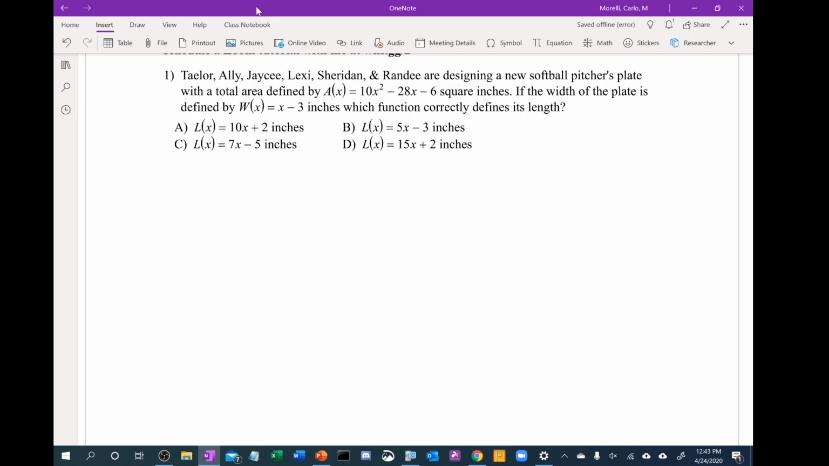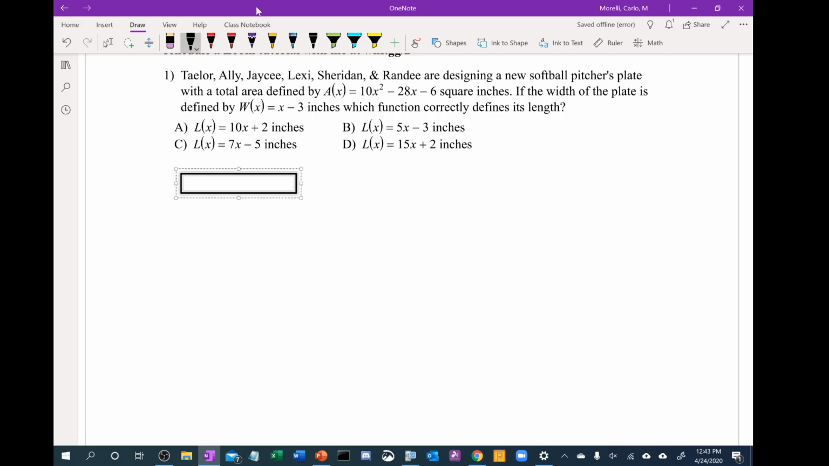Taylor, Allie, JC, Lexi, Sheridan, and Randy are designing a new softball pitcher's plate with a total area defined by A of x equals 10x squared minus 28x minus 6 square inches. If the width of the plate is defined by w of x equals x minus 3 inches, which function correctly defines its length? Okay, it does help to visualize these problems, so we'll just draw what looks like a pitcher's plate. It'd be kind of like an elongated rectangle.